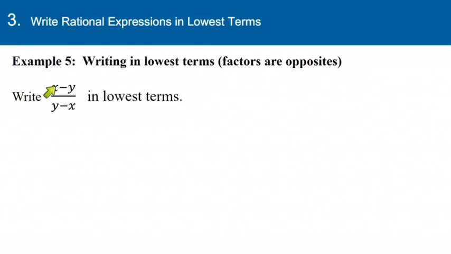So we have x minus y over y minus x, and it says write it in lowest terms. So we cannot cancel right now because these factors are not alike. The top and the bottom are different. But what we can do is change the order of subtraction in the top by factoring out a -1. So that's what we saw in the last slide. I can change this to y minus x if I factor out a -1.